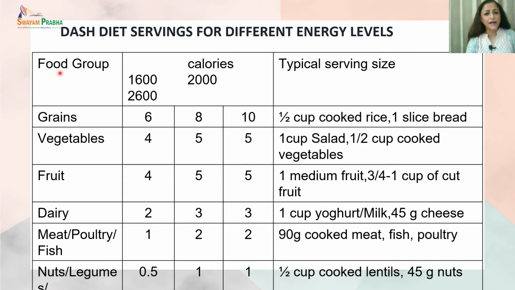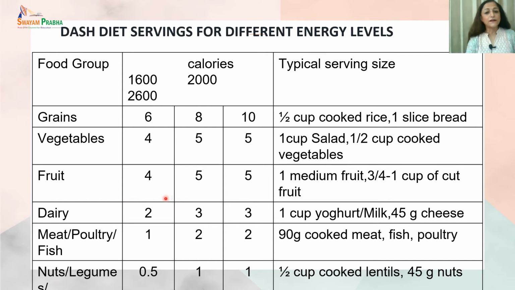So let us see how this table has been created. Coming to the grains, if a person is on a 1600 kilocalorie diet, he should go for 6 servings of grain, 4 servings of vegetables, 4 servings of fruits, 2 servings of dairy, 1 serving of meat, poultry or fish, and half serving of nuts, legumes, pulses and seeds, 1 serving of fats and oil, and along with that he can take 4 to 5 servings of sweets in 1 week.